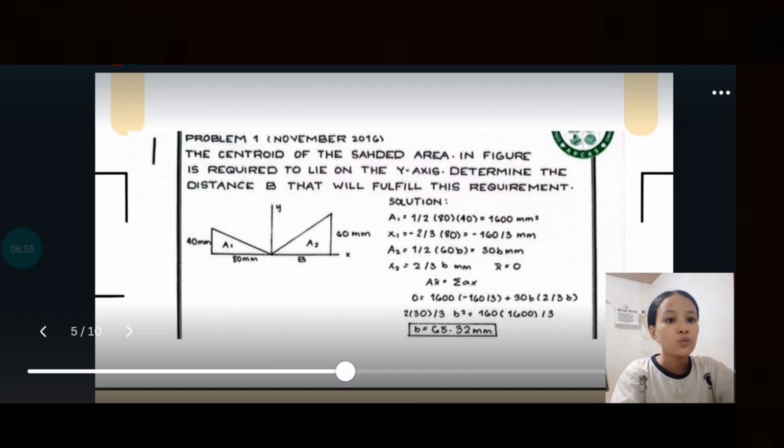So it will become 2 times 30 over 3 b squared is equal to 160 times 1,600 over 3, which is also equal to 65.32. So our b is 65.32 millimeters.